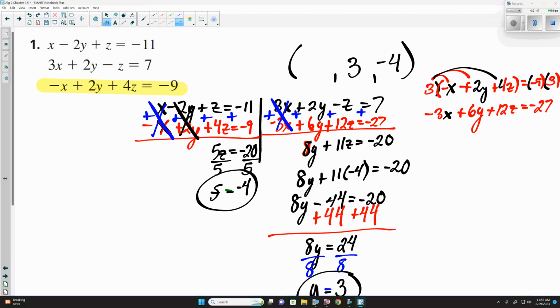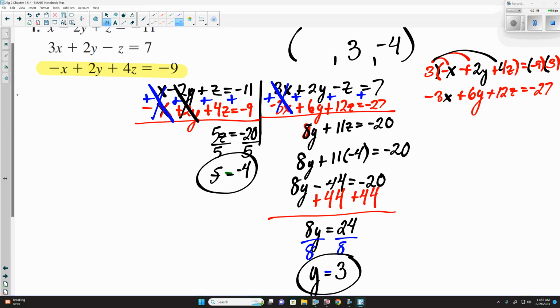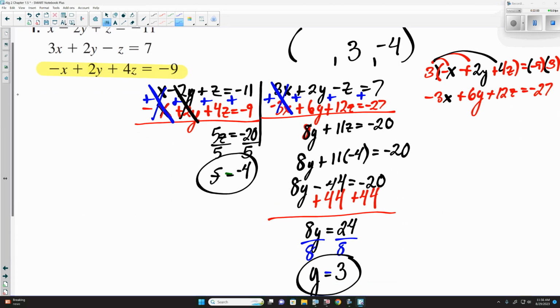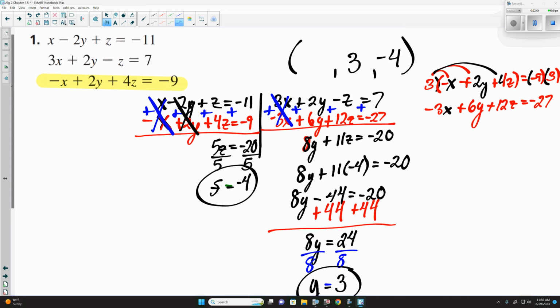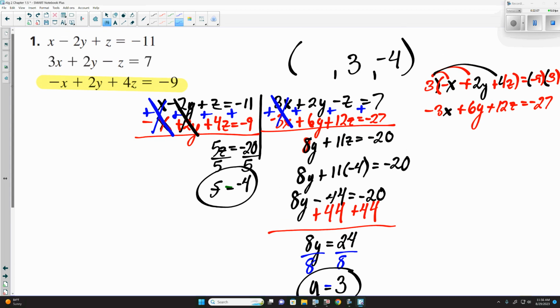Any questions on how we found the value of y and the value of z? Now we just need to find the value of x. And to do that, we can pick one of our original equations. Now we pick the top or the bottom. Top. x minus 2y plus z is equal to negative 11.